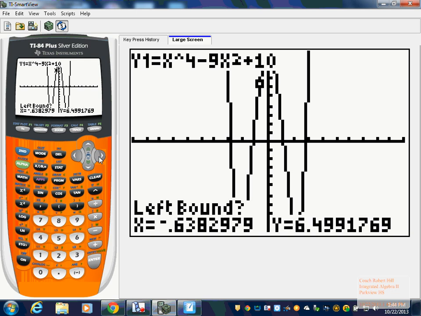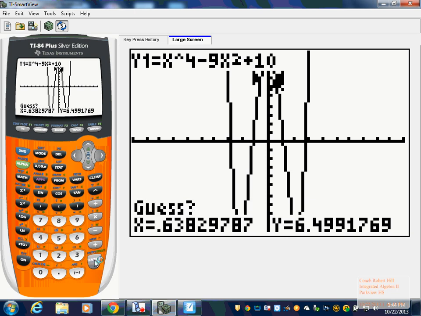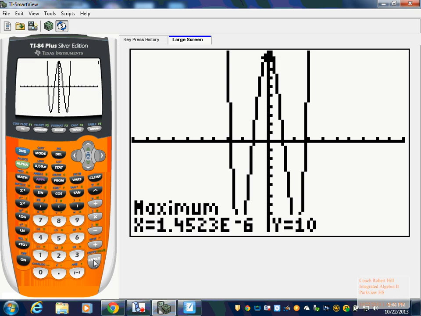So anywhere to the left. Just get it over there to the left. You hit enter, and look what it says now. It says right bound. So now you have to move it to the right. For lack of a better term, I'm calling that little blinking thing right there a spider. So I take that spider and I hit enter. And I have to hit enter twice because it gives a guess. And then it will tell me what word it says. What word does that say right there?